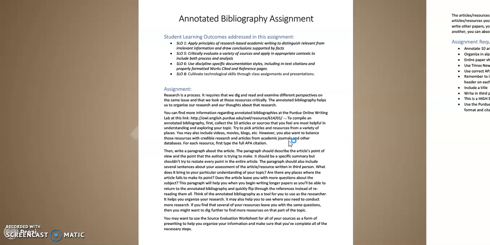So then you're going to write a paragraph about the article, and the paragraph should describe the article's point of view and the point that the author is trying to make. And it should be a specific summary, but shouldn't try to restate every point in the entire article. The paragraph should also include several sentences about your assessment or evaluation of the article or resource written in third person. Remember, we talked about this. There's a little section on this in that basic writing principles resource or video.